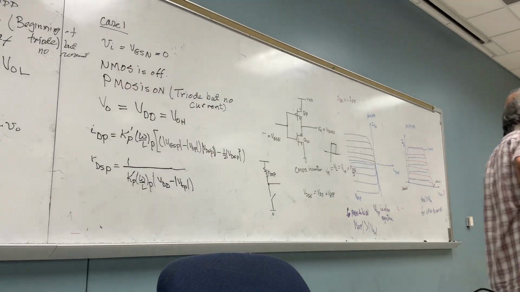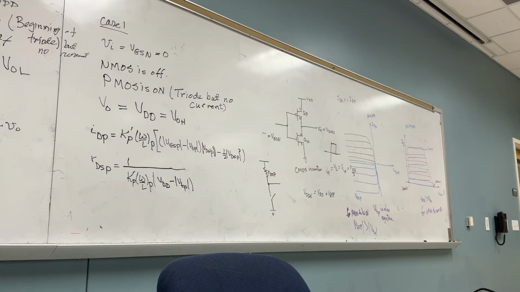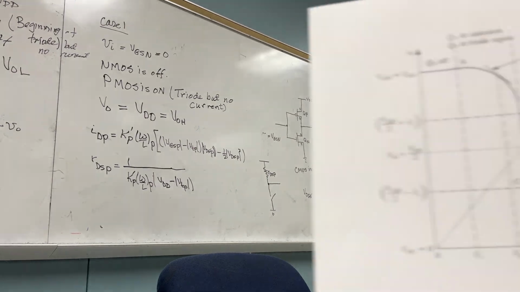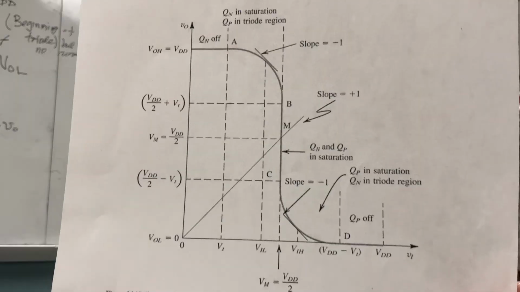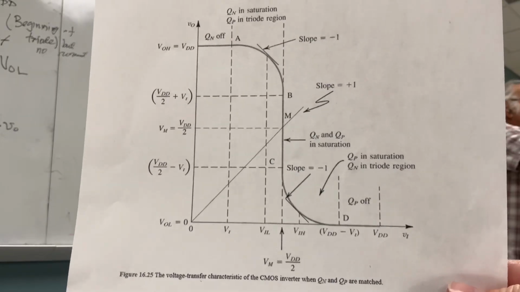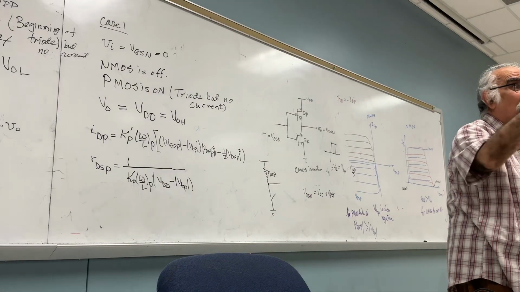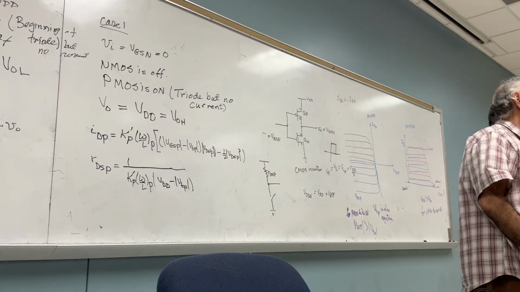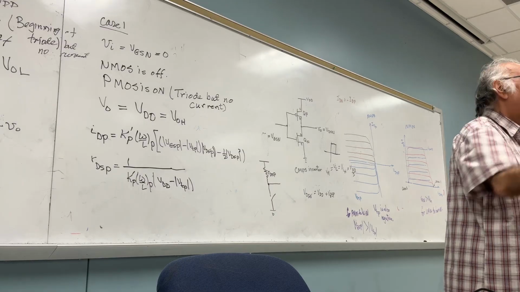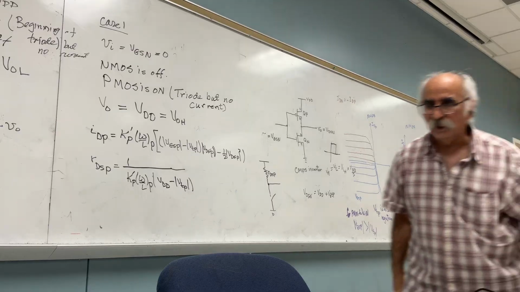triode region. What is the parameter that I need? I need VIH. What do I do? I equate the saturated current of the PMOS with the triode current of the NMOS. I get an equation relating V naught with Vn. I take the derivative and set it equal to -1. I get this result.